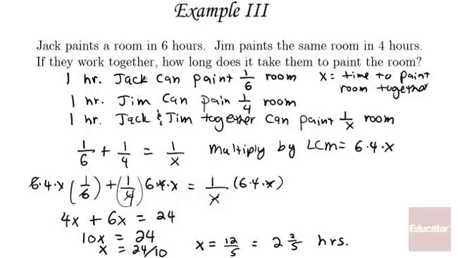So remember, Jack working alone can paint 1/6 of the room. Jim can paint 1/4 of the room. Together, they can paint 1/x of the room. Therefore, 1/6 plus 1/4 equals the amount of the room that they can paint together in 1 hour. I multiplied by the LCM to get 4x plus 6x equals 24. 10x equals 24. That's 24/10, or 12/5, which is 2 2/5 hours.